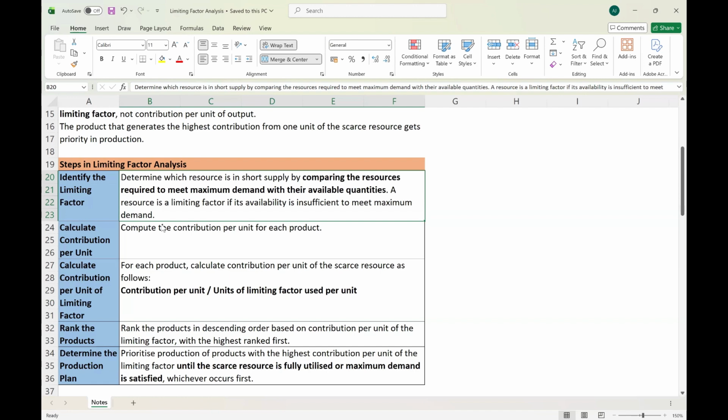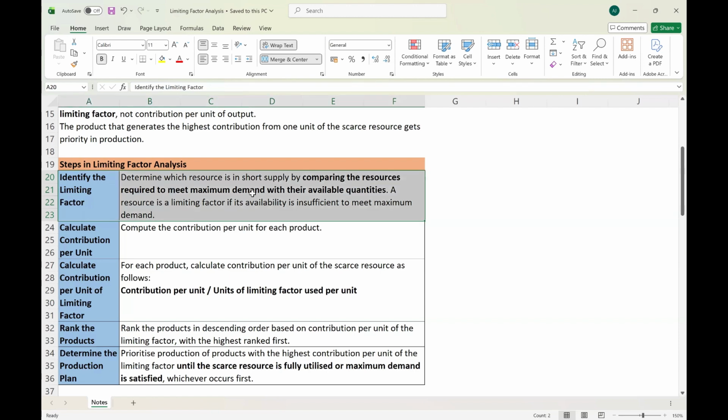What is a limiting factor? That resource where the requirement exceeds the availability. A resource is a limiting factor if its availability is insufficient to meet the maximum demand of the entire production which the company wants to do. So first step is to identify which resource is that where the availability is less than the requirement, right?